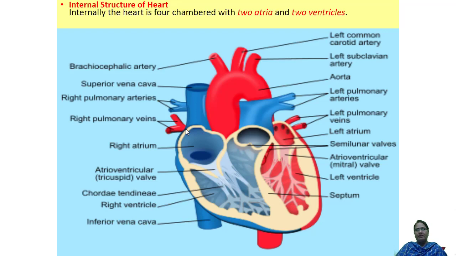Then internal structure of human heart. Now we are going to study the internal structure of the human heart. Internally the heart is four chambered, 2 atria and 2 ventricles. These are the 2 atria. Right atrium, left atrium.